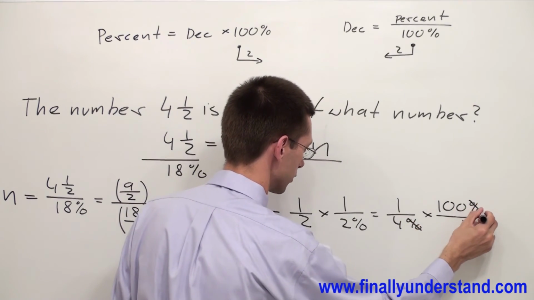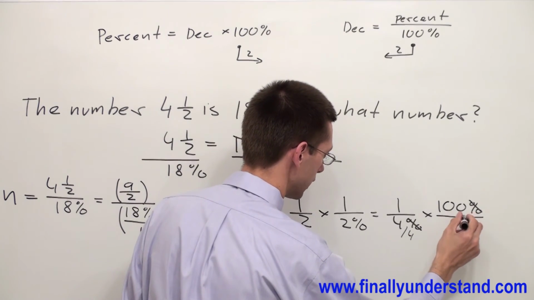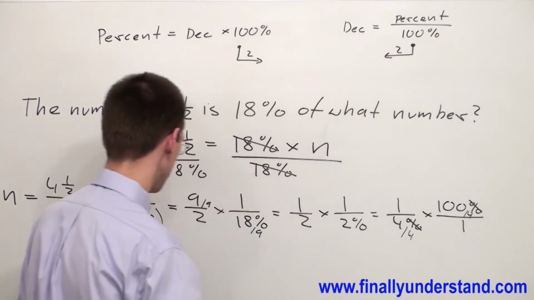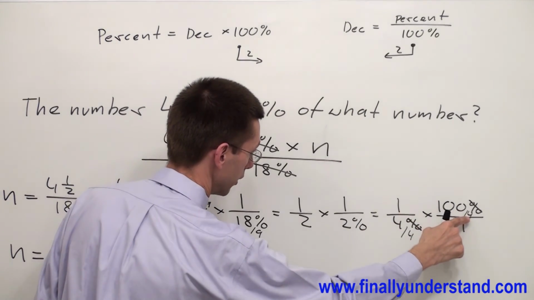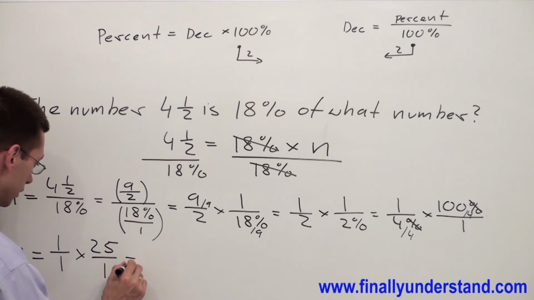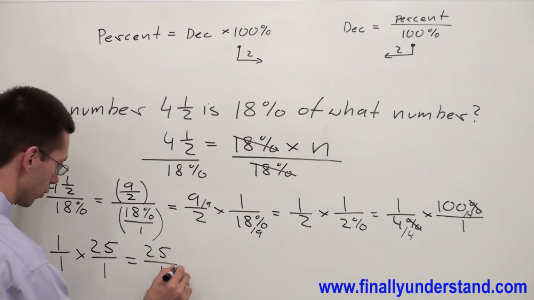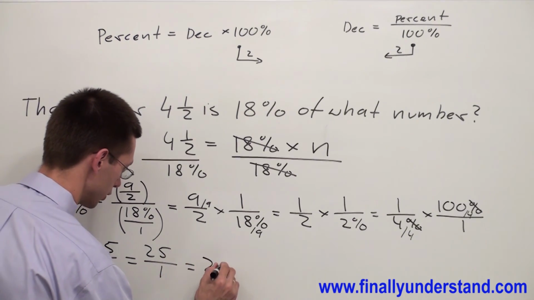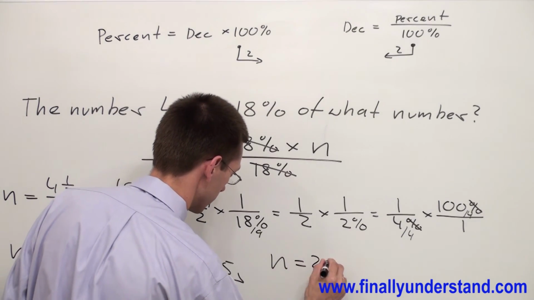Percent and percent will cancel out. Okay, and 4 is divisible by 4, and 100 is also divisible by 4. This is going to be equal n. I have 1 over 1 times 100 divided by 4 is 25 over 1. 1 times 25 is 25 over 1 times 1 is 1. 25 divided by 1 is 25. The answer to my problem is n equals 25.